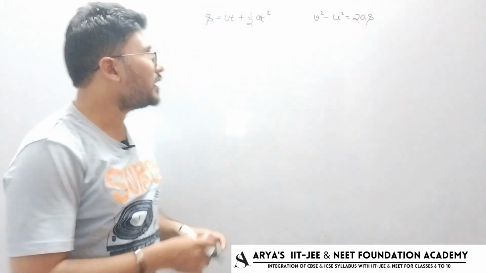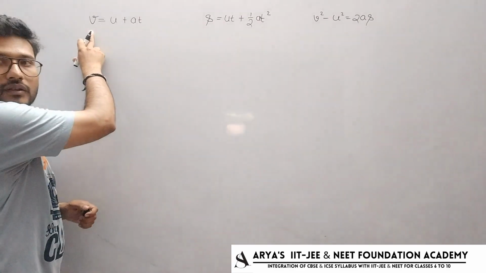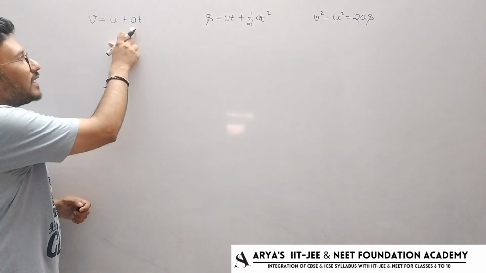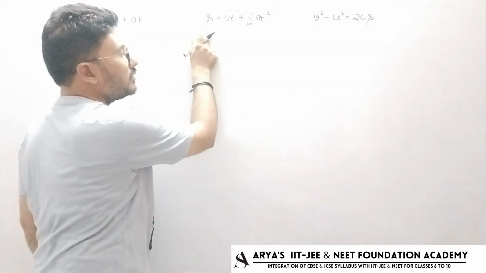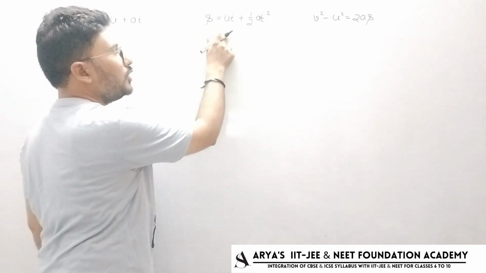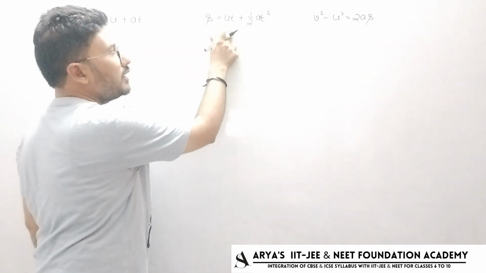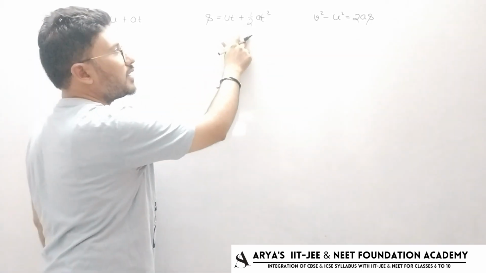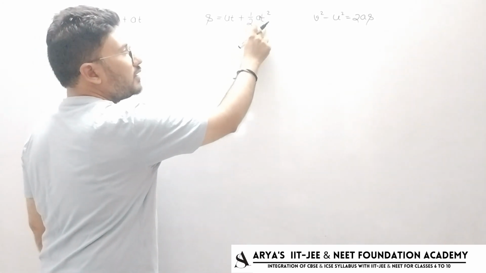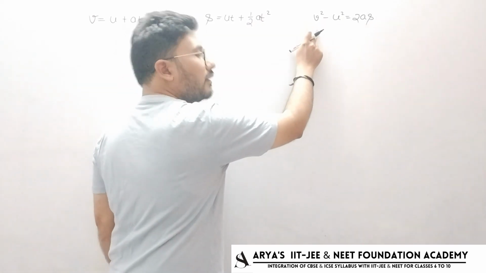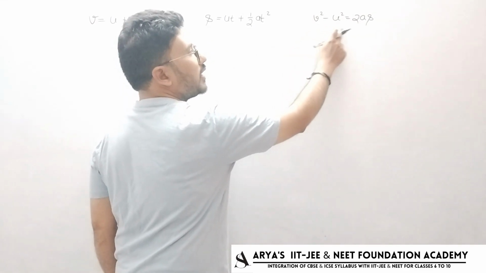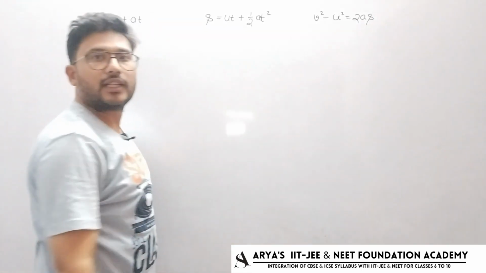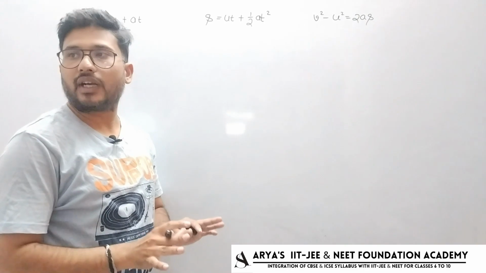So in this, what is meant by V? Final velocity. U, initial velocity. A, acceleration. T, time. S for displacement or distance. 1 by 2 is a numerical value, 1 by 2 or 0.5. V for final velocity, U for initial velocity, 2 is a numerical value, A, S, displacement. So these are the terms and notations.